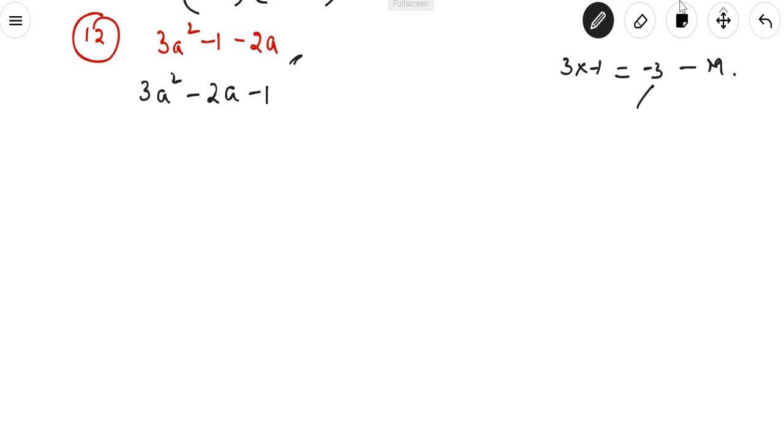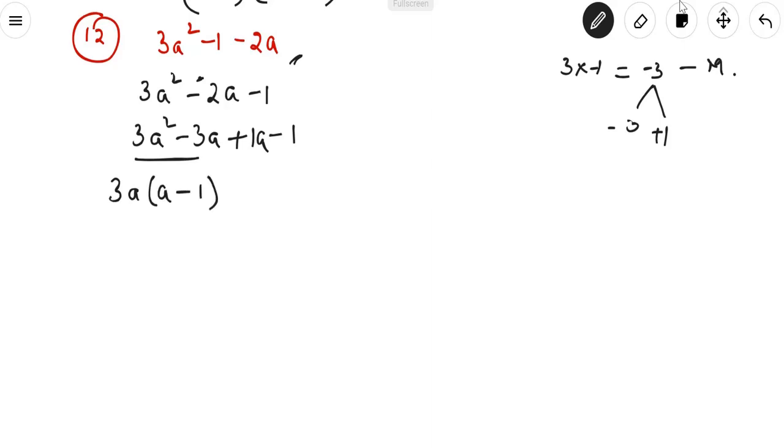So we'll find out the factors here. It is 3 into 1, because as it is a prime number, the bigger number is minus here. So what will I take? I will take 3 as minus, 1 as plus. So we'll rewrite here 3a square minus 3a plus 1a minus 1. Now we'll start grouping this. 3a, if I take common, what is left? A minus 1, plus 1 a minus 1.